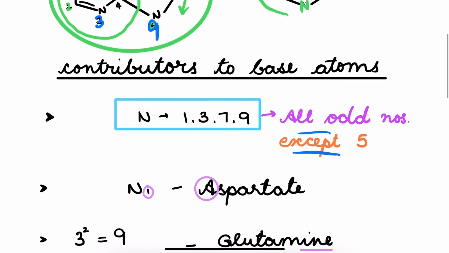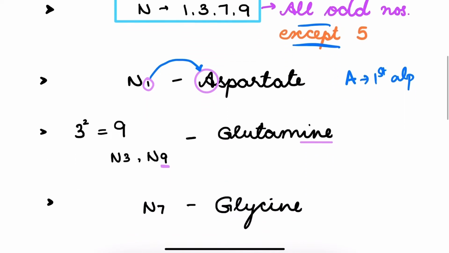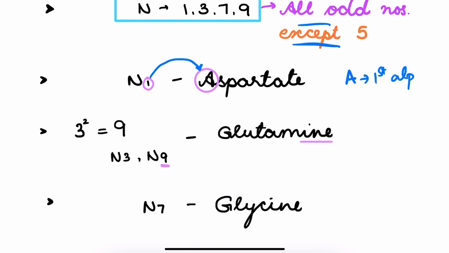Now let us see the contributors of nitrogen atoms. N1 is contributed by aspartate. How do you remember this? A is the first alphabet. So N1 will be contributed by aspartate, the first alphabet. Let us move on to N3 and N9. N3 and N9 are contributed by glutamine.